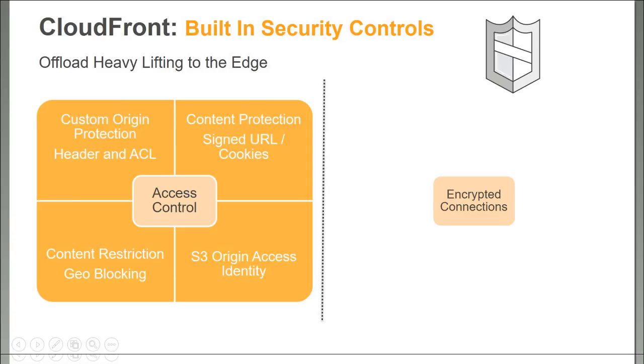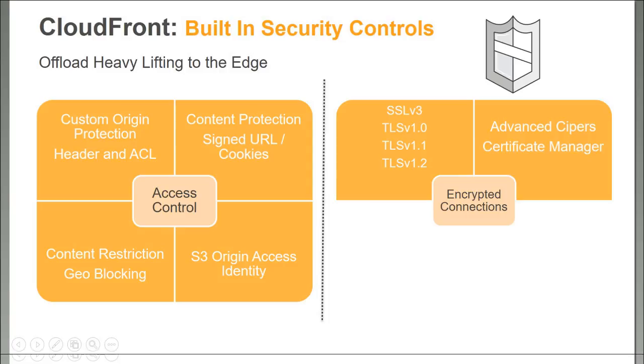Let's look at the other vector, which is the encrypted connections. So locking down access is one thing, but making sure that those connections, once you grant access, are also secure and encrypted. And we do that in a number of different ways. One is we provide SSL and TLS connections, either SSL version 3, TLS 1, 1.1, and 1.2. We have advanced ciphers, 128 and 256 ciphers, DES, SHA, MD5, all available.